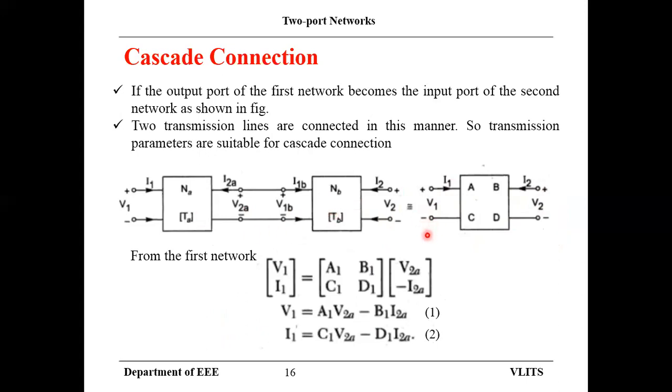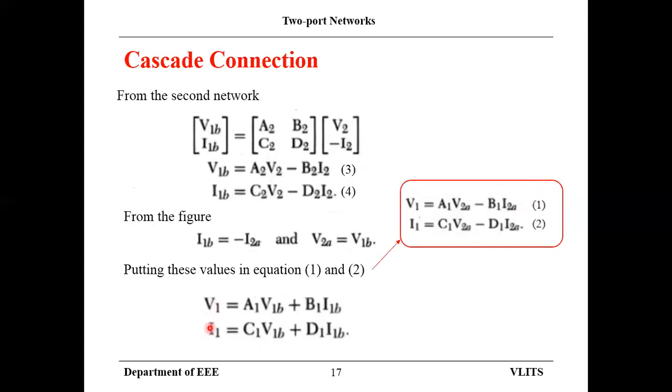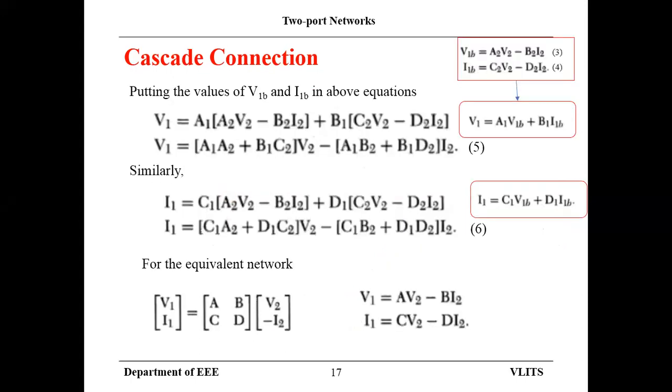So that's why finally we are going to write the V1 and I1 equations in terms of V2 and I2. So we have taken V1 and I1, and we are going to simplify them by eliminating I1B, V1B and so on. So you can just substitute equation number 3 and 4 here, for V1B and I1B.